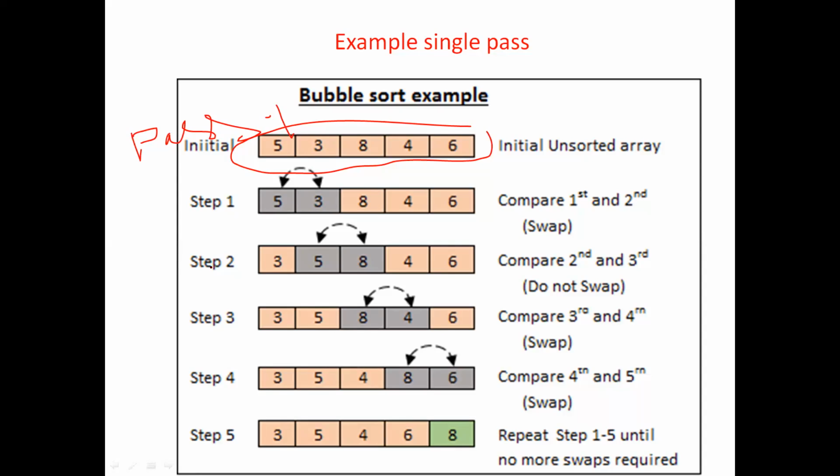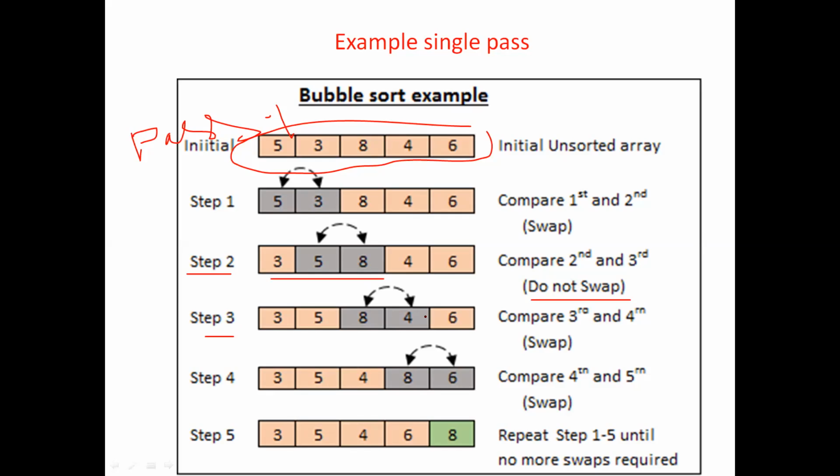And the next step, step 2, is that we compare the first index with the second index. When you compare, the second index is higher than the previous index, so we don't do swapping. In step 3, as in step 2, there is no change, the order is 3, 5, 8 only. And in step 3, the 8 is checked with the next contiguous index.